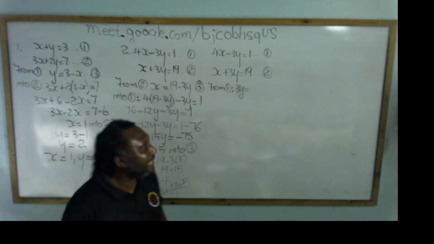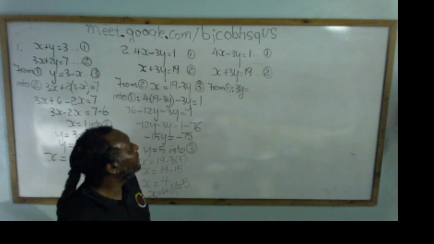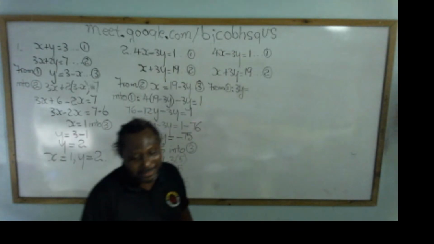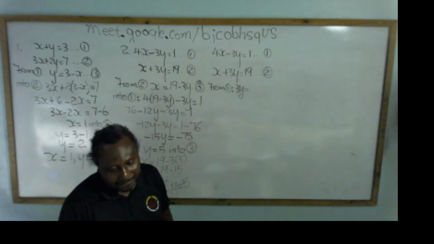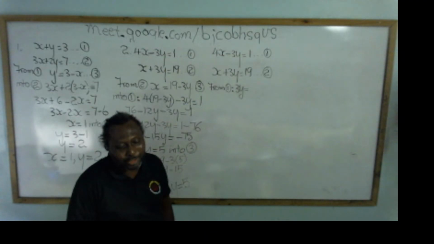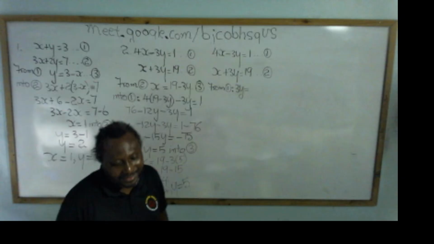So what do we say? From equation 1, by transposition, what is 3y equal to? No one with an answer yet? We are making 3y the subject of the formula. No one with an answer as yet?